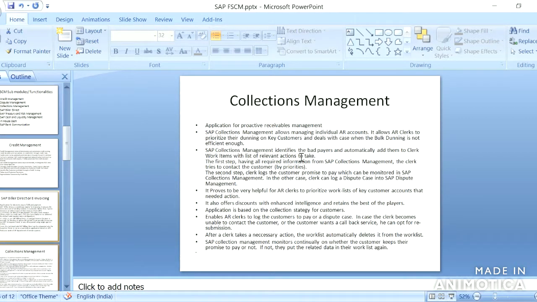So what is collections management? How is it useful? By listening to the word collections, what do you understand? We are trying to collect the debts from the customer. When will we collect the debts from the customers? When they are overdue. If there is still time, we will wait until the outstanding amount reaches the due date.